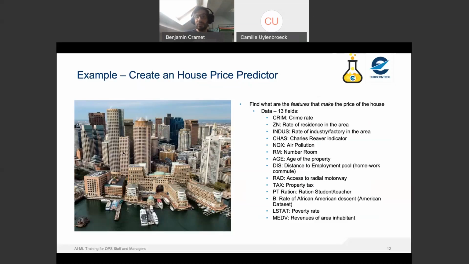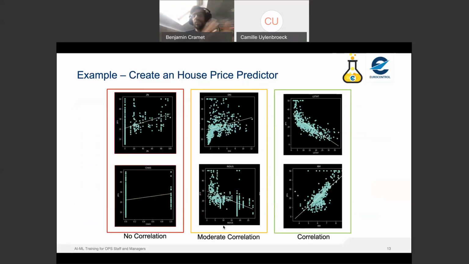So the crime rate, the access to motorway, the age of the property, the number of rooms. So we have 13 fields, and the goal is to create an AI model that will predict the price based on this. So when starting looking at the data, you will investigate the data, and you will find that there are some that have no correlation at all.